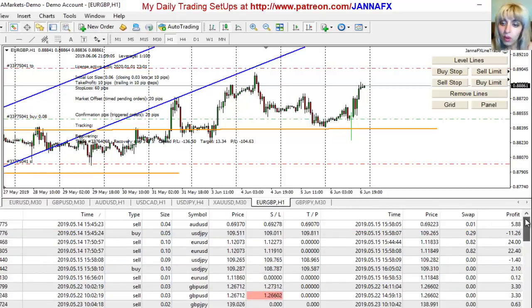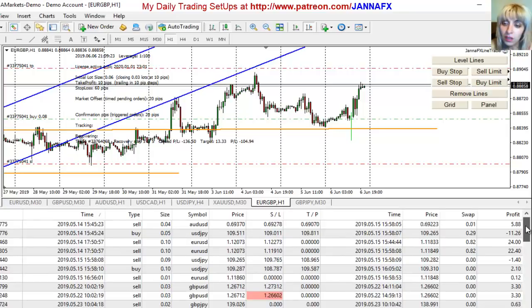You can see pretty much all of the trades were placed by the expert, so they were not placed by me. I placed the levels myself, but it's triggering the orders. It places them 20 pips above, 20 pips below, plus minus, like I'm saying; in different situations, in different pairs, it could be slightly different.